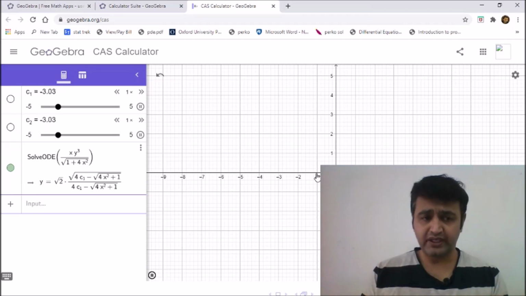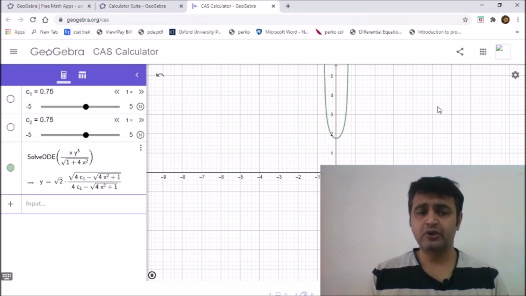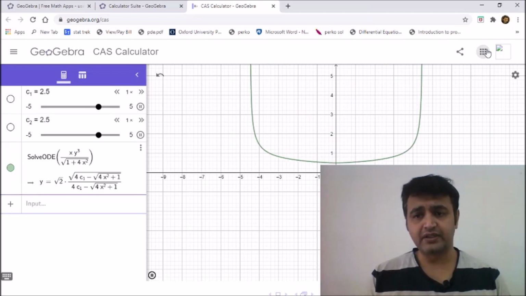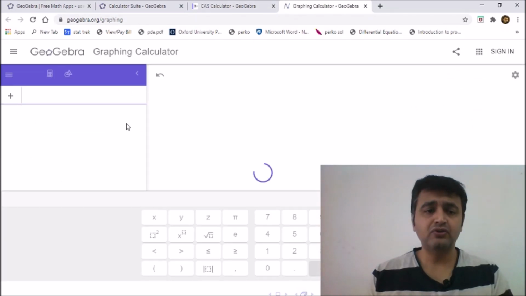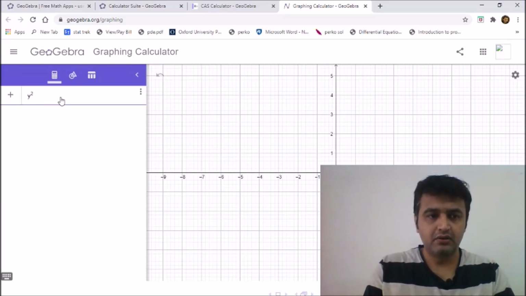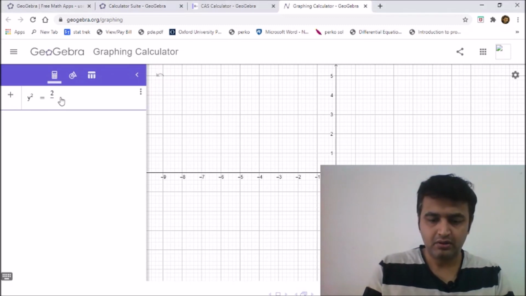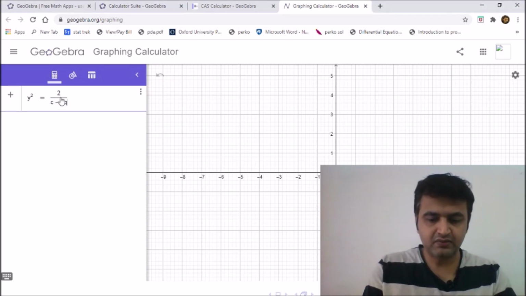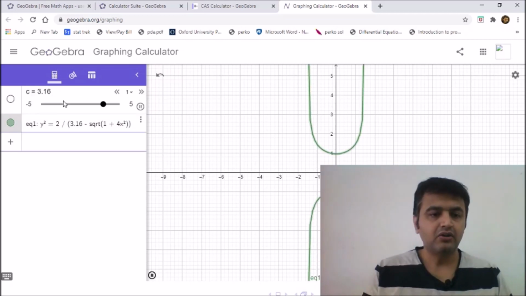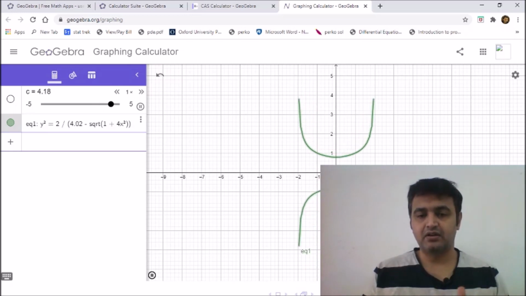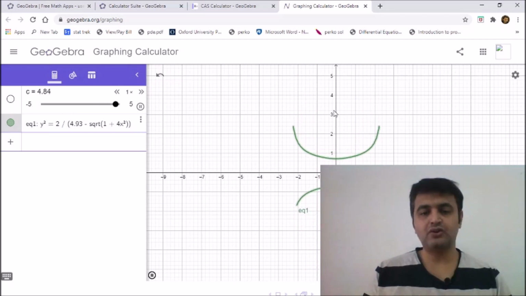If you're only getting the positive side of the curve, no problem. What you can do is go to the graphing calculator. If you see here a square, click on the graphing calculator and simply type your equation. What was your equation? y square equal to 2 divided by c minus square root of 1 plus 4x square. And if I click enter, as you can see, you get the curves on both sides, in the upper half of the plane as well as the lower half of the plane.